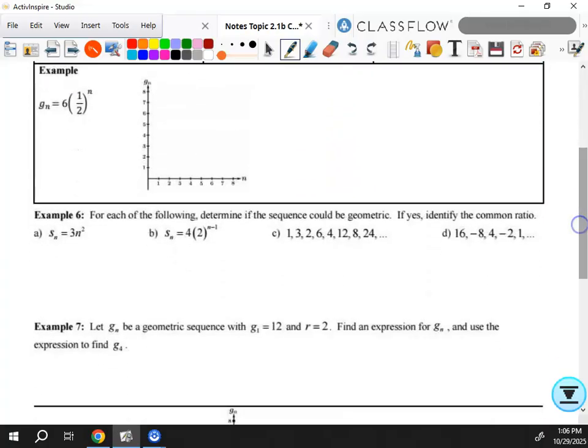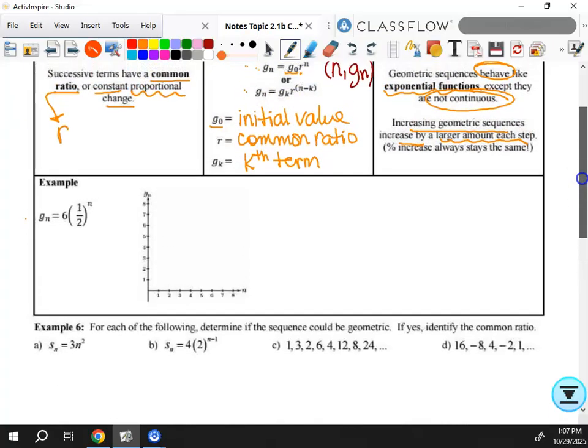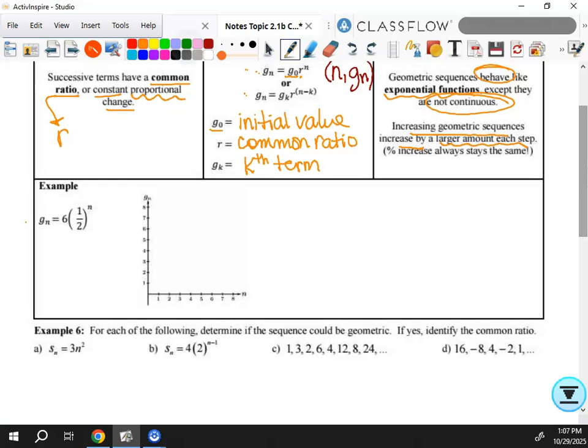And we'll talk about this a few different ways. First of all, this matches that, it matches this form right here, where that means from here that G sub 0 is equal to 6. Right?